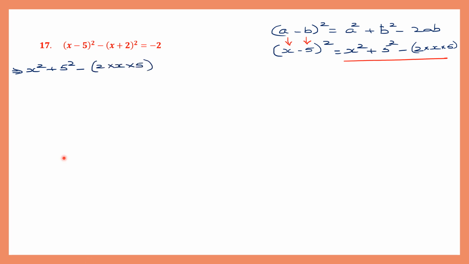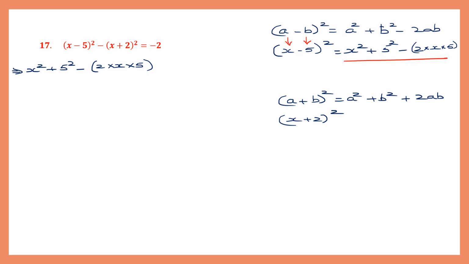So what have we done? We've only taken this, we've written the algebraic identity for that. Now we're going to take this and write the algebraic identity. So this is going to be a plus b the whole square. So let's write that, a plus b the whole square, that is equal to a square plus b square plus 2ab. So here we're going to take x plus 2 the whole square, which is given in the question.